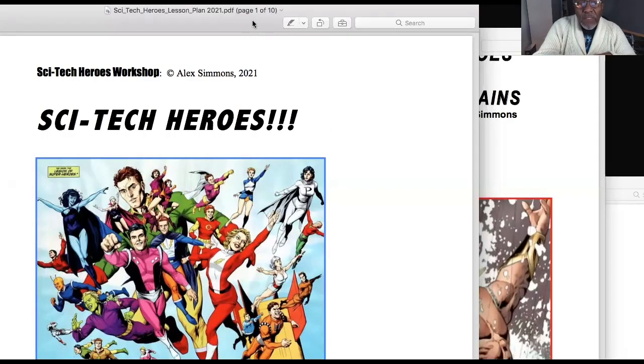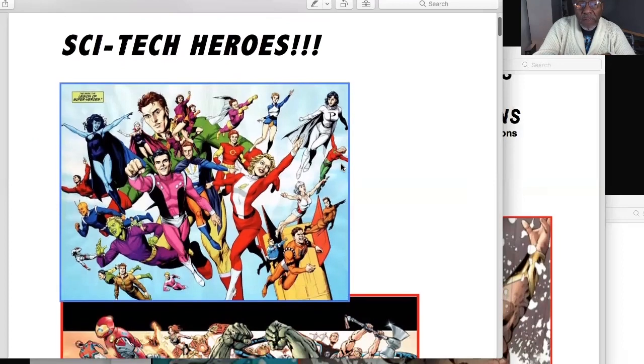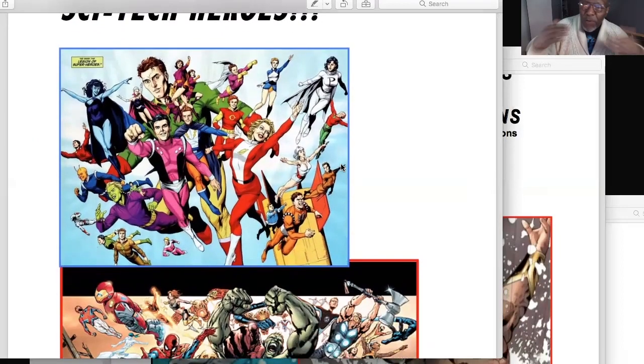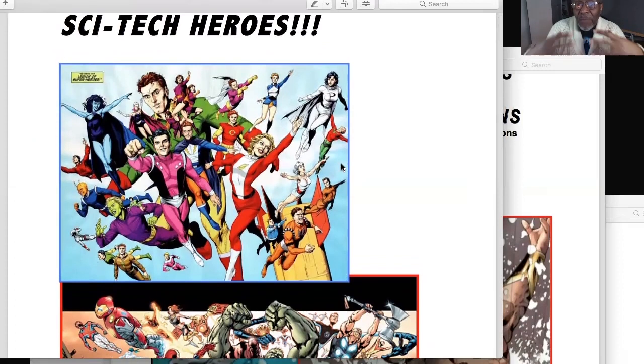All right, so hopefully you can see this, and we're going to start with Sci-Tech Heroes, which is also the other name of this particular workshop. There are in the DC and Marvel universe hundreds of characters. And that's aliens, cyborgs, robots, monsters, humans, animals, Rocket Raccoon, all of these are considered characters in the story. What you see up here right now is a group of superheroes from the DC universe called the Legion of Superheroes.